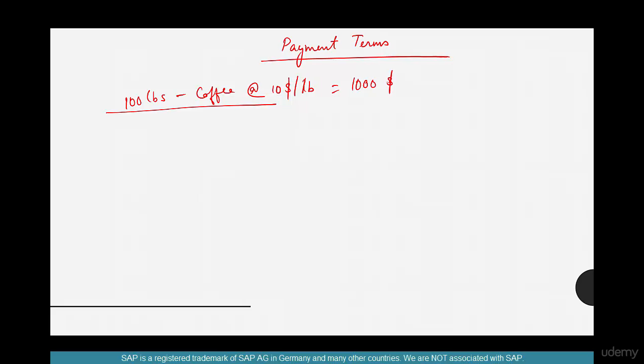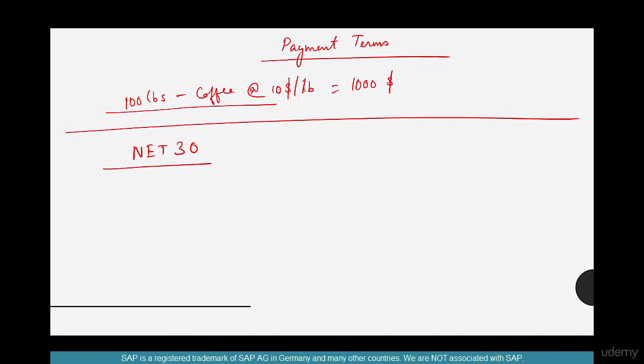And each vendor could offer a different set of payment terms. Let's examine a simple payment term. Say net 30. What does it mean? It means that if you receive the invoice on Jan 1st, you have until 30 days to pay the invoice. So the vendor is giving you a credit for 30 days. And then there's net 45, net 60, you get the picture.